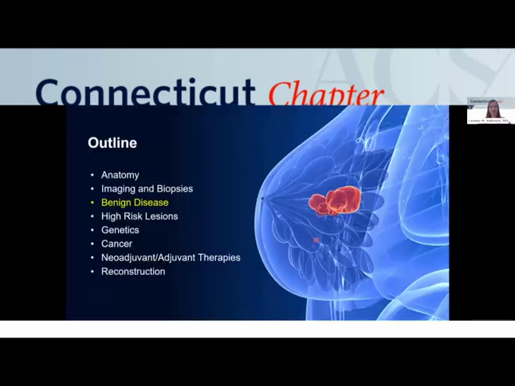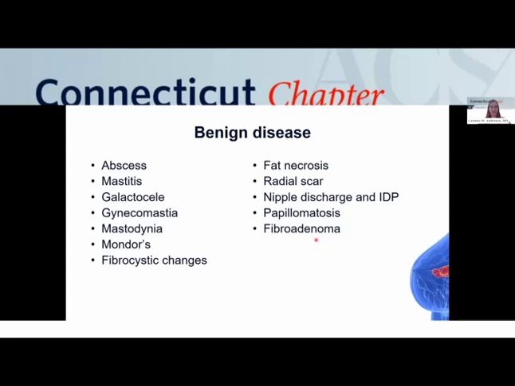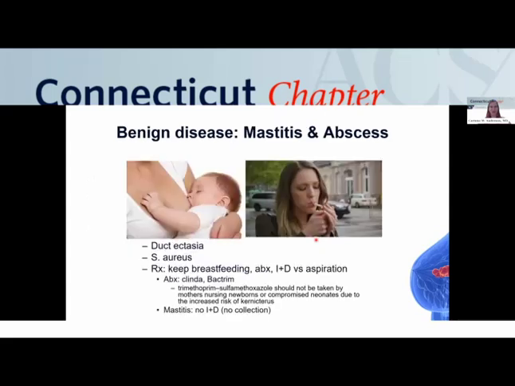Moving on to benign disease. There's a lot, and we'll go through it quickly. Mastitis and abscess. The most common cause of those is duct ectasia, which we see dilation of those ducts in breastfeeding and in women who smoke. The most common organism is Staph aureus, so your antibiotic selection should be focused around that.